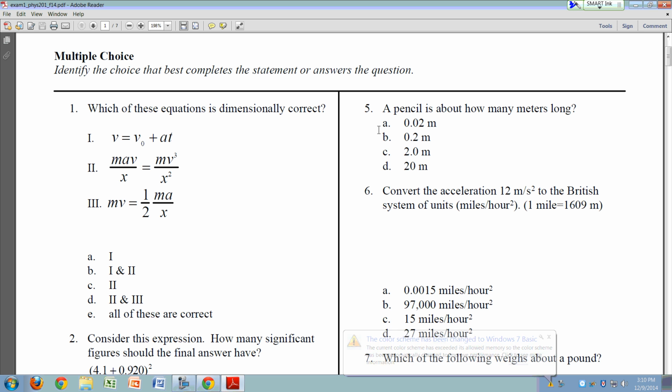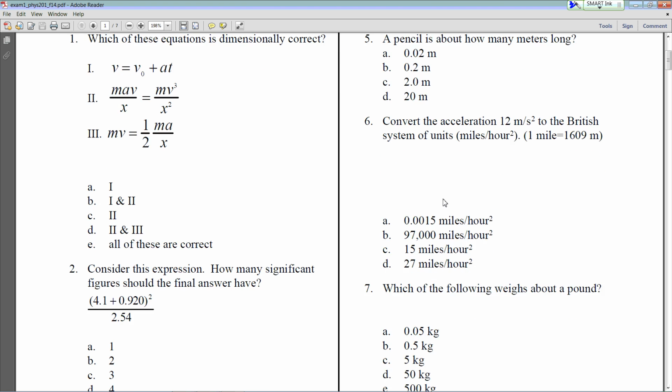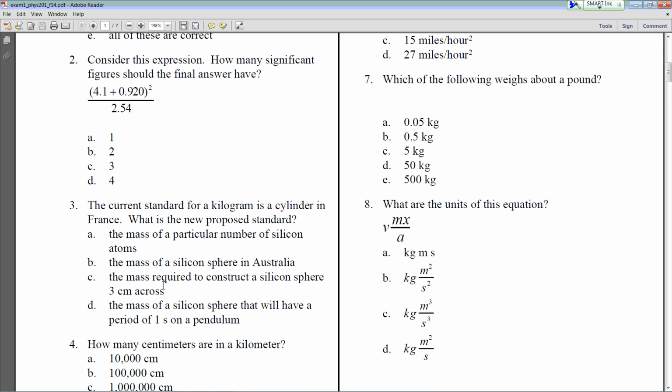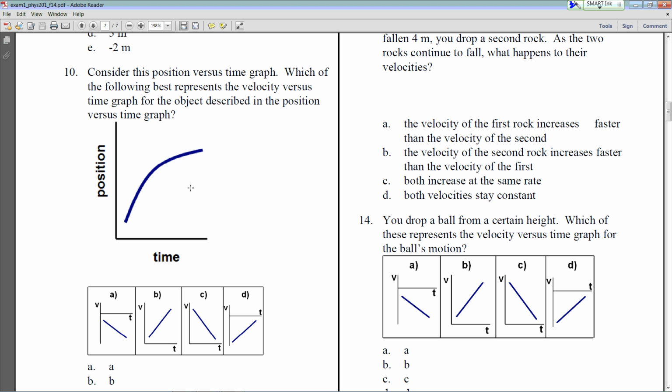Or for example, you'll have an estimation problem, but it's not going to be a pencil. It'll be something else that's very common to you that you'll know the size of, but you'll have to estimate either its mass or its length. You might have a sig fig problem like this. I'm not sure if you do or not, but I would just give you different numbers, and so the answer would be different. Is that clear what I mean by how I'll change up the questions? Okay. Any questions about the multiple choice here?